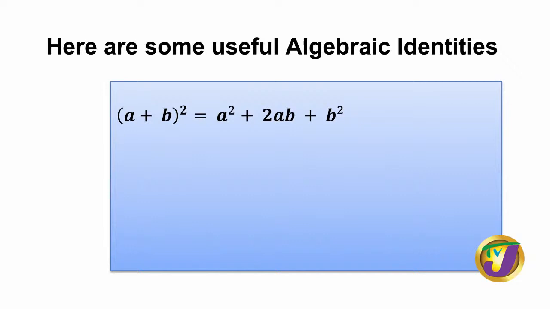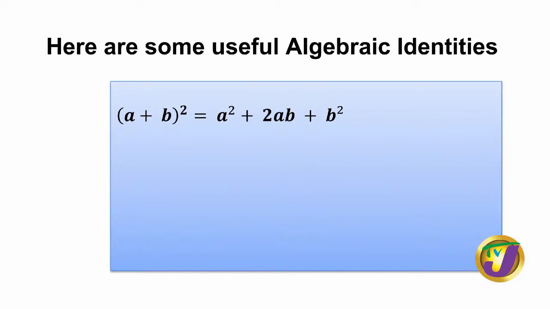So the first one looks familiar, doesn't it? I think it's called the perfect square. It's one version, the perfect square with the addition. And you're saying that it's equivalent to the expression on the right-hand side. We have a squared, plus 2ab being added, and b squared being added to that as well.